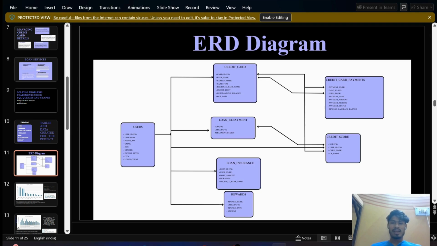This is the ERD diagram, which shows how the primary keys are used as foreign keys in different tables. For example, in the users table, we have a column named user ID. That is a primary key, but it is also a foreign key used in different tables such as credit card, loan repayment, loan insurance, and rewards table. Similarly, in the loan repayment table there is a column called SID, which is also the foreign key for the credit score table, and there are more connections.